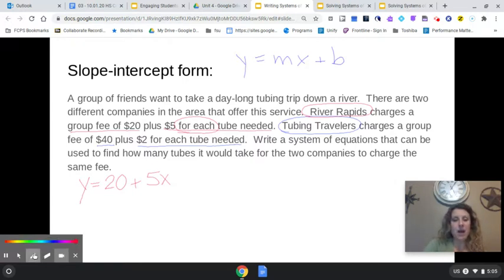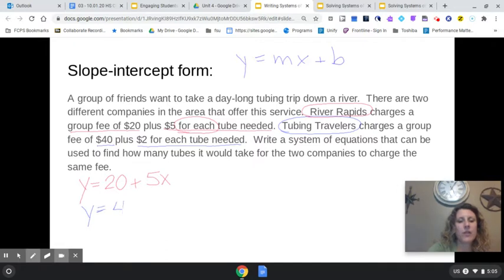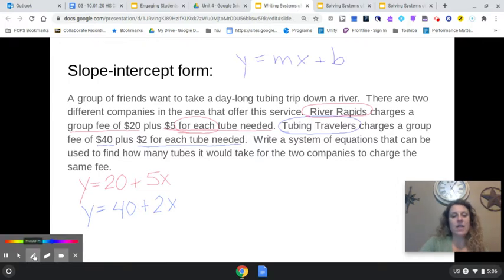In blue, I'm going to put the equation for Tubing Travelers. y equals, they charge $40 for the group fee plus $2 per tube. Okay, so there's my two equations. If I wanted to leave those y and x, I could. However, sometimes you are going to see those equations in function notation. So let's talk about what each of those would look like in function notation.